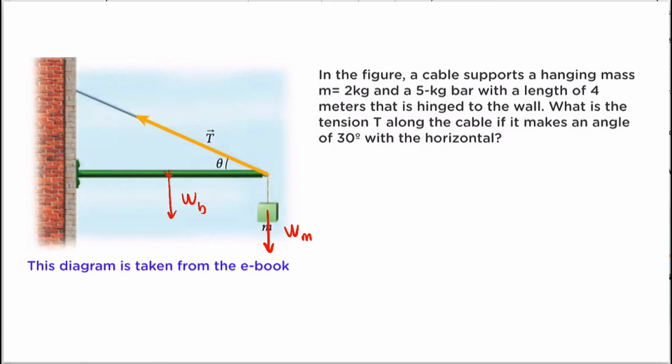And there's also another force. Since the bar is attached to the wall, the wall is going to exert a force on the bar in that direction. So we would call that Fw.